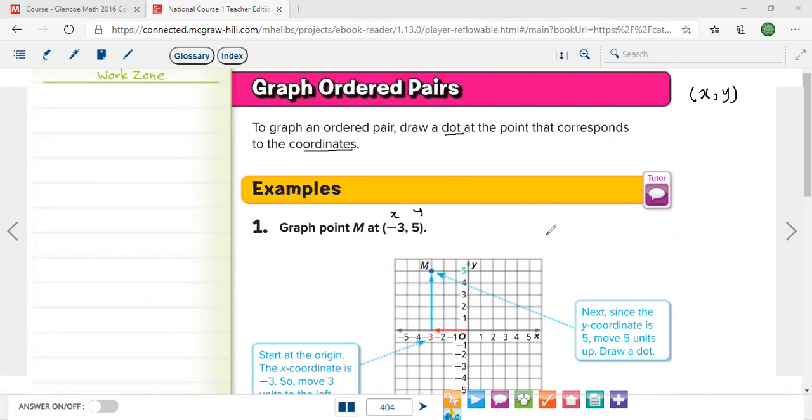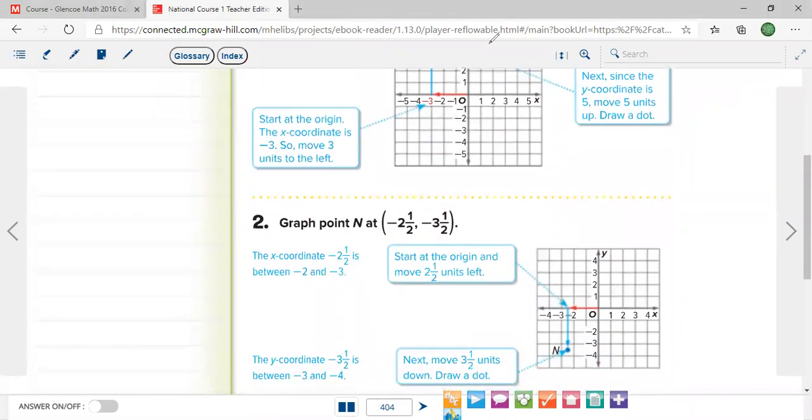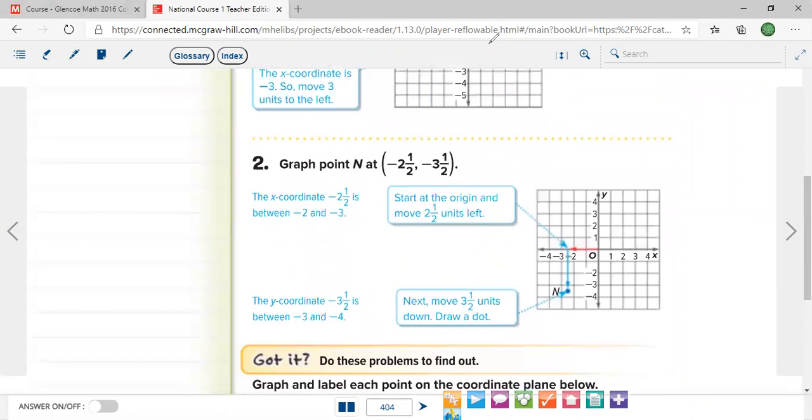Let me give you another example. For example, I need point A, which is 3 and -2. So you go to 3 and down to -2, and you plot the point, and you name it A. See how easy? How easy math is. We should give thanks to Allah that the math is so easy.